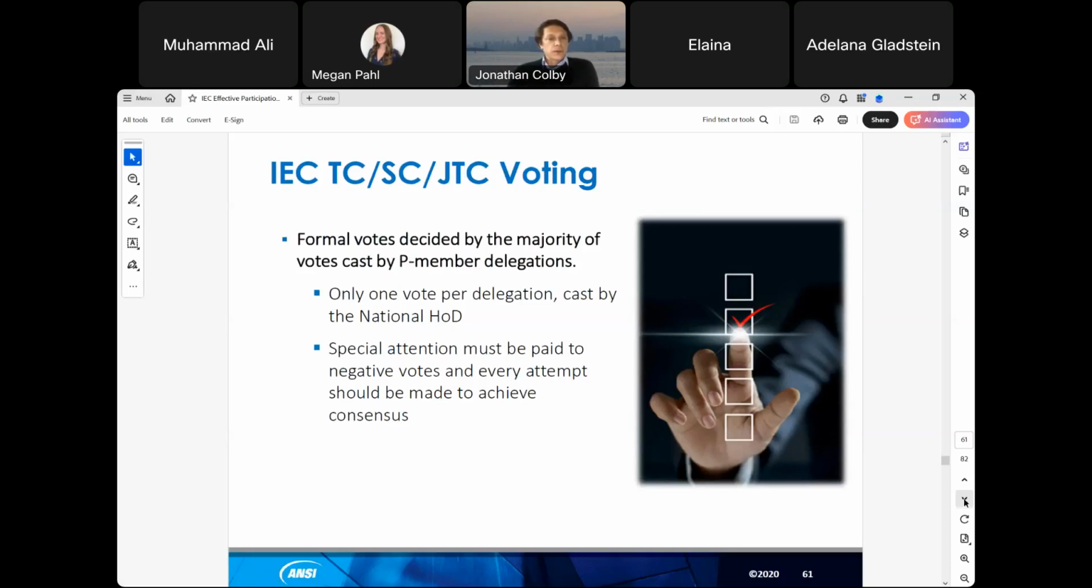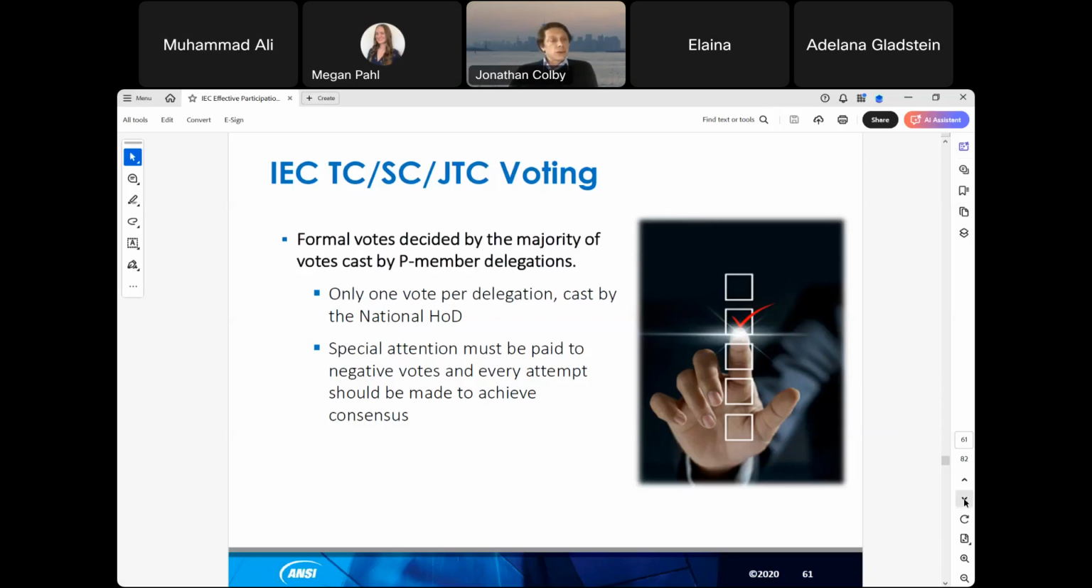Voting. Note that formal votes are decided by the majority of votes cast by P member delegations. Only one vote is allowed per delegation, which in person is cast by the national head of delegation. We note that special attention must be paid to negative votes, and every attempt should be made to achieve consensus.